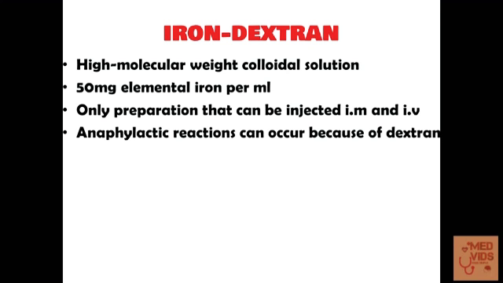Now, iron dextran is one of the most commonly used formulations of parenteral iron, and it is a high molecular weight colloidal solution. It contains 50 milligram of elemental iron per ml, alright? And the very important point to remember is that it is the only parenteral preparation that can be injected both intramuscularly as well as intravenously.